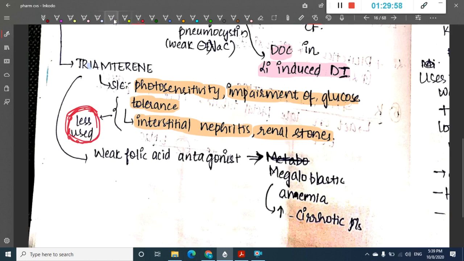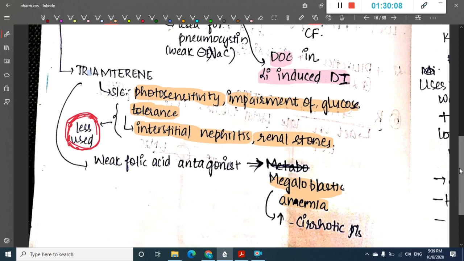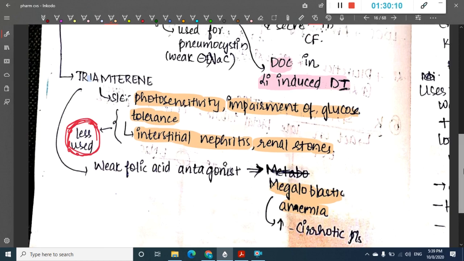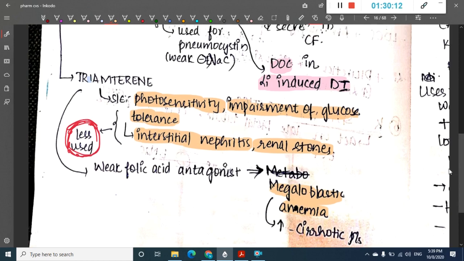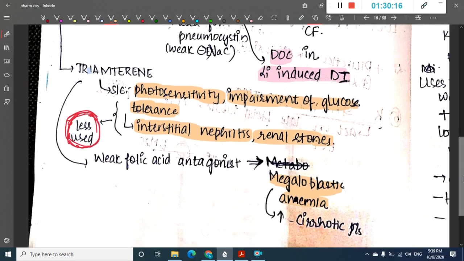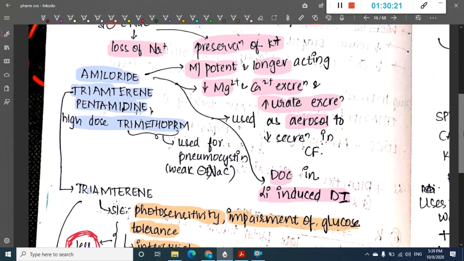Triamterene has one more side effect: it is a weak folic acid antagonist, and as a result it causes megaloblastic anemia. This megaloblastic anemia is actually precipitated in cirrhotic patients. So in triamterene, what are the side effects? It causes photosensitivity, impairment of glucose tolerance, interstitial nephritis, renal stones, and it also causes megaloblastic anemia.